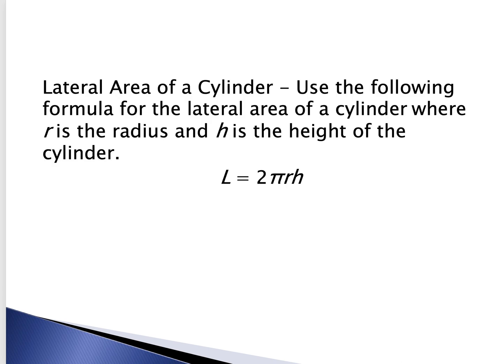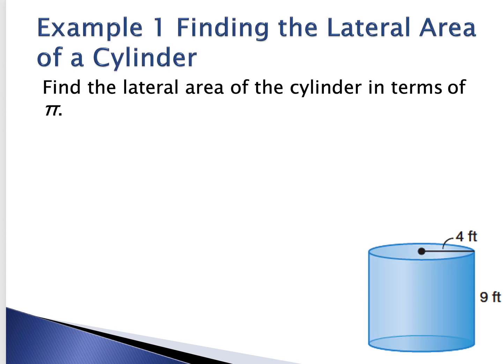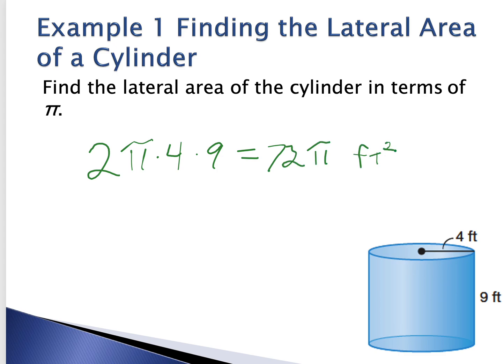So our formula for the lateral surface area is 2 pi times r times h. Think of that as the circumference of the circle times the height of the soup can. So circumference times height will give us that lateral area. Let's try it out. Here we've got a radius of 4, so our circumference would be 2 pi times 4. And the height of our cylinder is 9. So 8 pi times 9 will give us 72 pi square feet as the lateral surface area for this can.